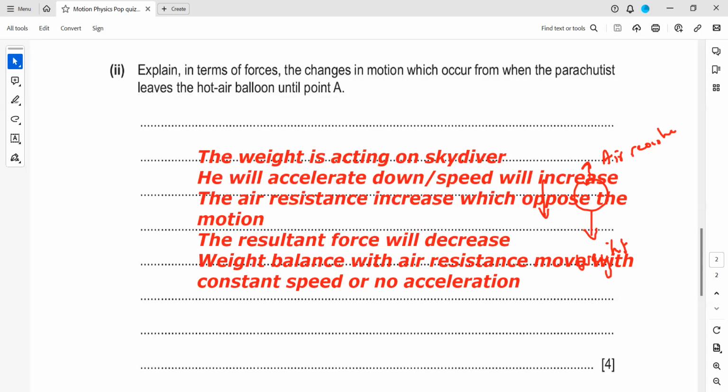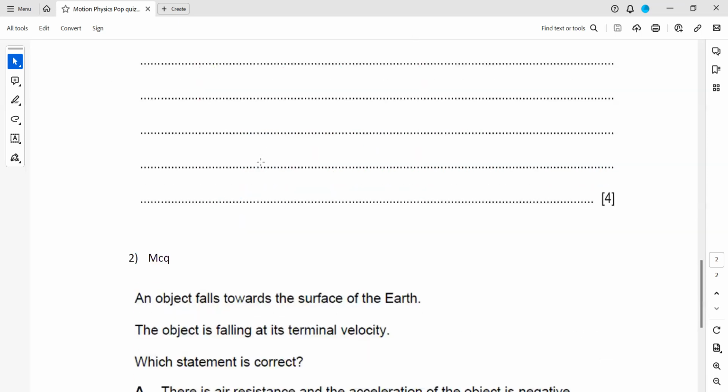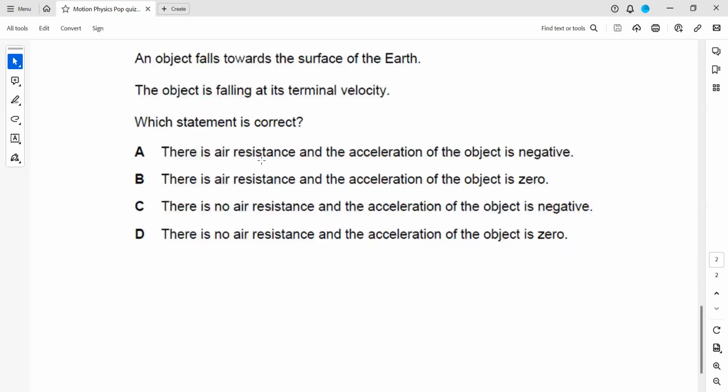When the resultant force decreases, the acceleration will also decrease, and eventually the weight balances with the air resistance, and he will fall at a constant speed with no acceleration. That is also known as the terminal speed or terminal velocity. So this is a structured answer. Whenever objects are falling through air, you will always use this answer.